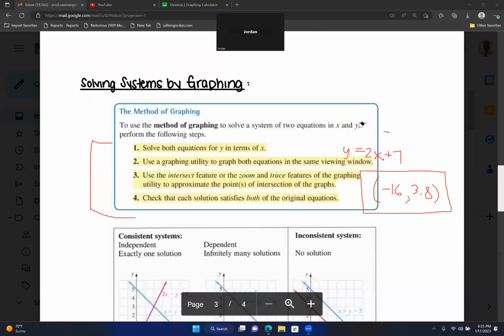Step 1, solve for y. Step 2, use the y-intercept to get the first dot. Step 3, use the slope to get the second dot. Number 4, connect the dots. That's it.